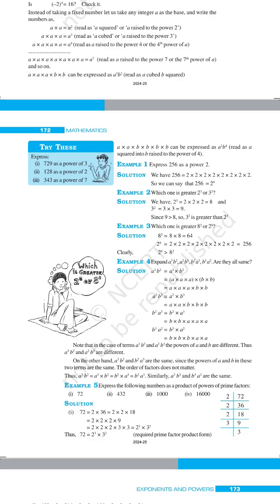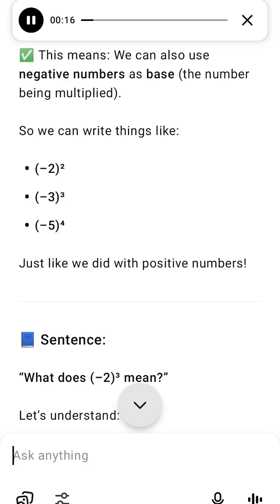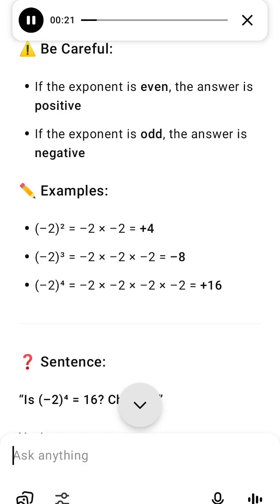Absolutely. Here's a clean and easy to understand theory notes list, covering all the important concepts from what you just learned. These notes are made for quick revision, easy memory, and are written in the simplest language possible. Here are the theory notes: Exponents with negative numbers and variables.